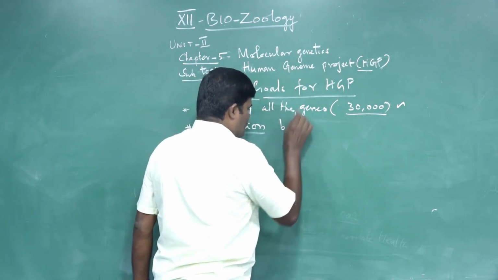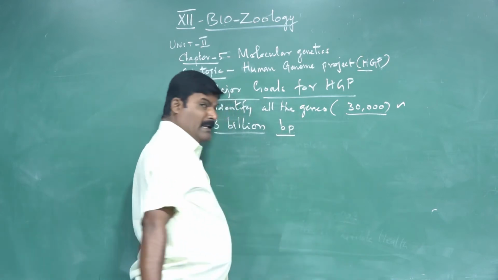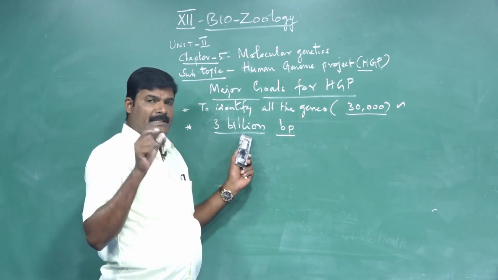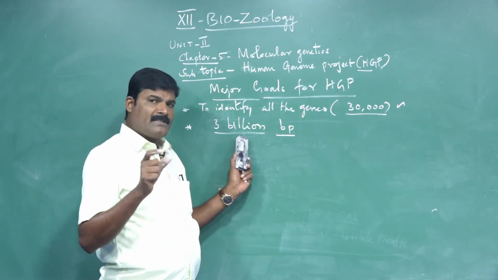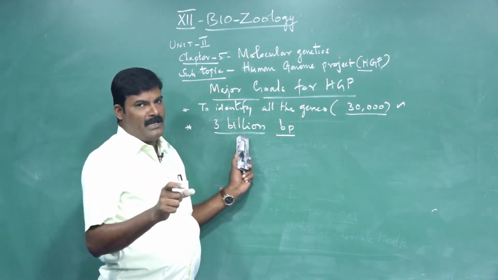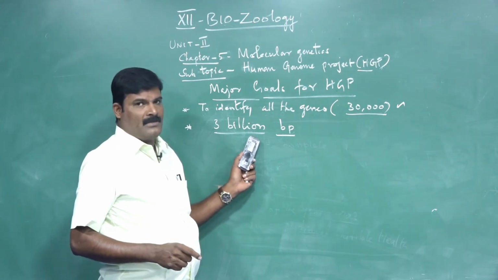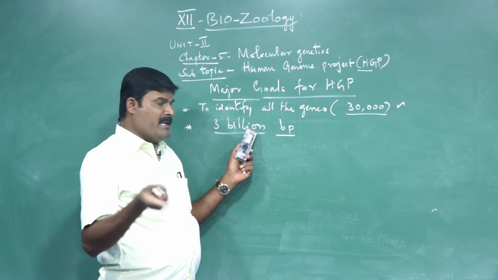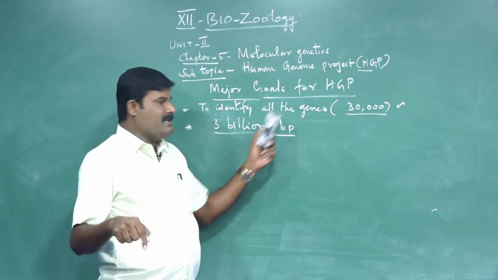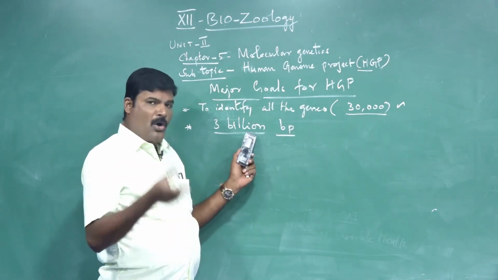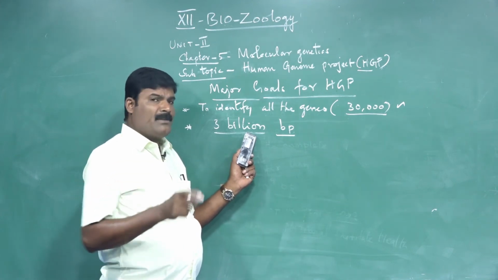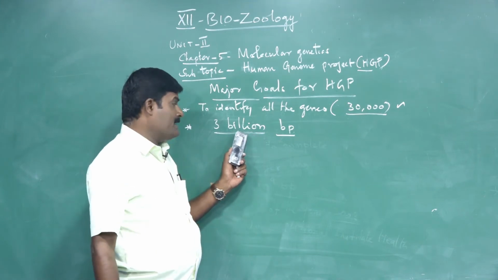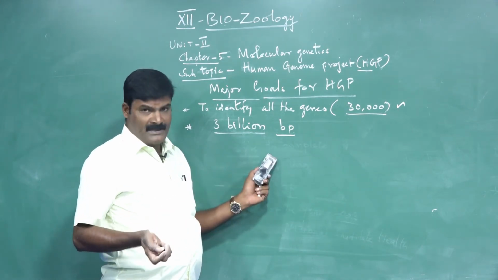So in your cells there are 30,000 genes and 3 billion base pairs. It determined the sequencing of the 3 billion base pairs that make up human DNA. That is another important goal. One more question: how many genes were identified in your cells? 30,000. How many billions of chemical base pairs make up human DNA? 3 billion base pairs are present.